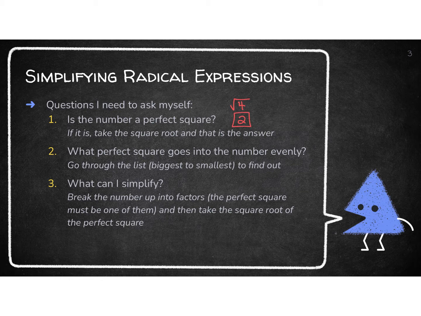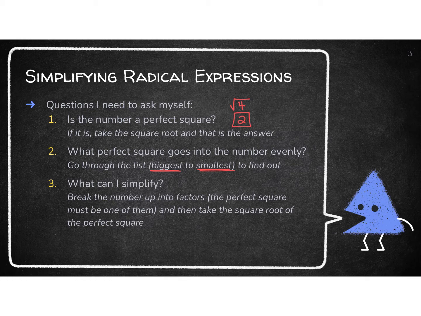That's why when we have the perfect squares, we can just take the square root of it right away and be done. If that can't happen, then you have to look at what perfect square goes into the number evenly. So you're going to go through your list from your biggest perfect square to your smallest, and find the first number that goes in evenly. You're going to divide those numbers out until you get to something that works nicely. And then you're going to simplify.